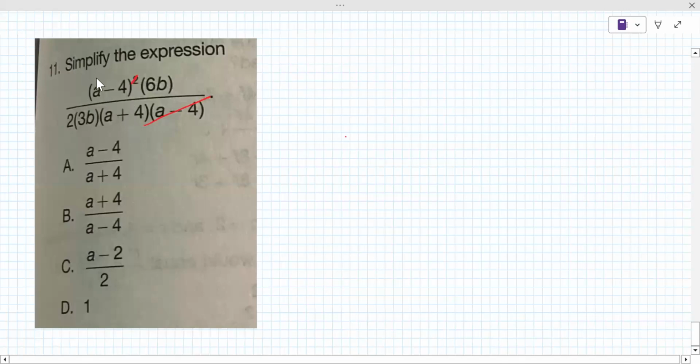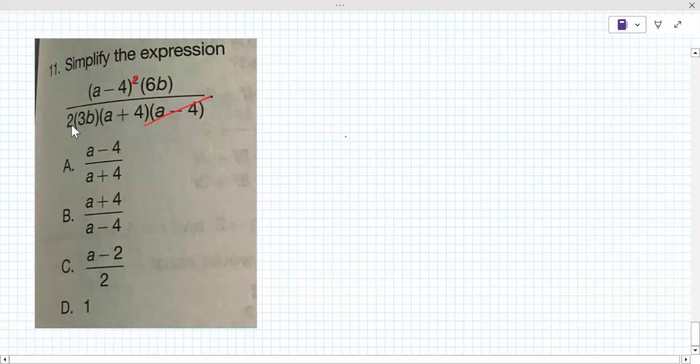So one of the things you should notice now is your answer is going to have an A minus 4 in it. Which answers have an A minus 4 in it? A and B? And what's the difference between A and B? The signs on the top and bottom? So is A minus 4 on the top or the bottom? The top? It's on the top, and there's nothing in here to make it go to the bottom. So the answer is A, but let's keep going on this.